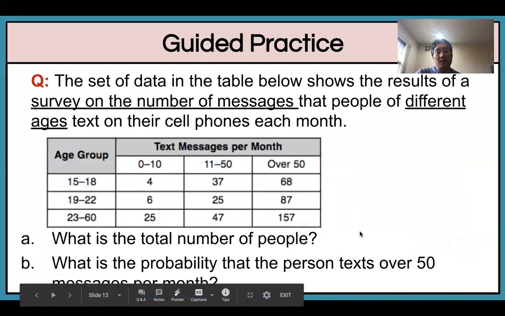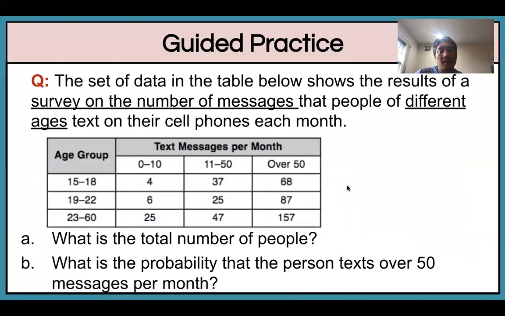So let's try with this example now. The set of data is here, from a survey. There are different ages: age groups 15 through 18, 19 through 22, and 23 through 60. Please be a little patient with this kind of question, but it's not difficult. If you spend 10 seconds to read, you will have no problem.